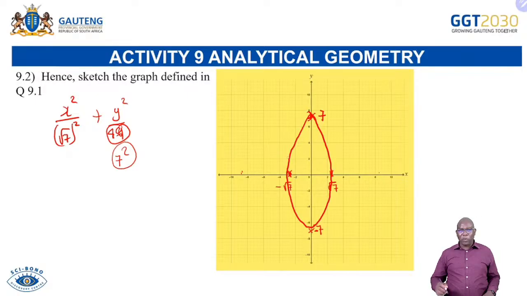Sometimes we see you draw the correct ellipse, but the x-intercepts and the y-intercepts are incorrect, and that's where you lose marks. You just get 1 out of 3. So for you to get 3 out of 3, you need the correct x values, the correct y values, and the correct shape. Obviously, if you've got the correct x values and the correct y values, the shape will be 100%.